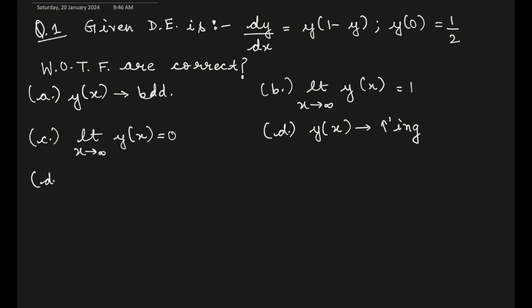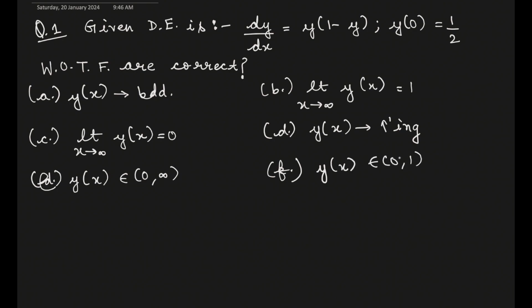Option D, y(x) belongs to (0, infinity). Option E, sorry, this is option F, this is option E. y(x) belongs to (0, 1). Firstly, try it yourself. After that, I will discuss the solution.